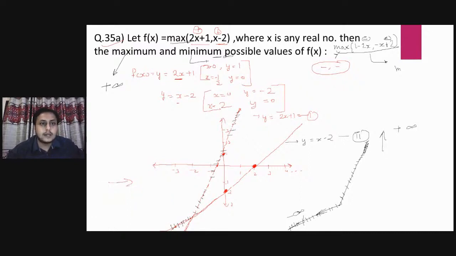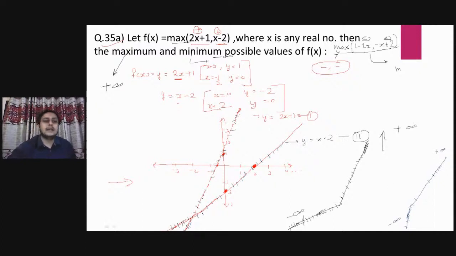अगर यहाँ मिनिमम होता तो ये ग्राफ लेते थे, नीचे वाला, this one. This should be the resultant graph. अगर यहाँ मिनिमम होता तो this should be the graph like this one. This should be the graph. So in this case also maximum value is plus infinity, and minimum value is minus infinity.